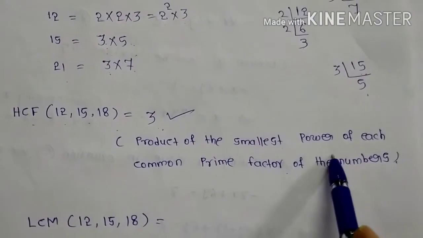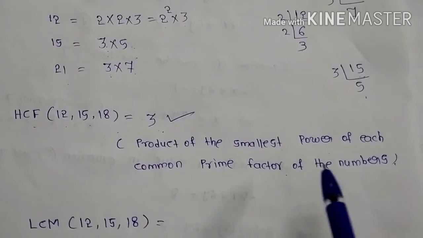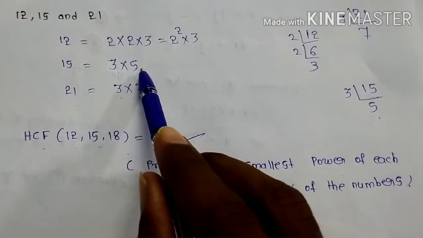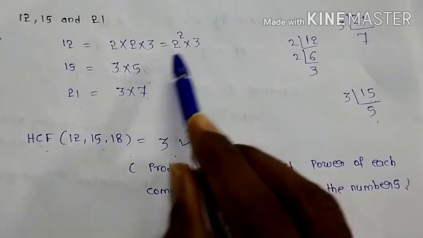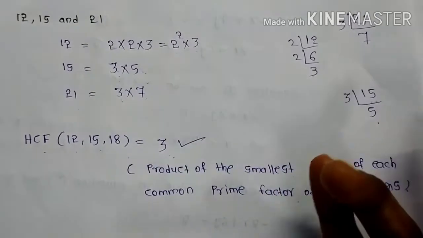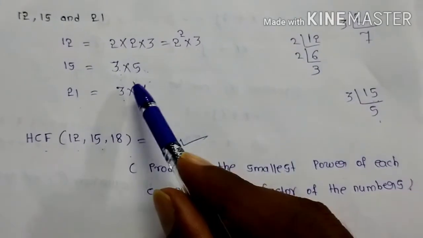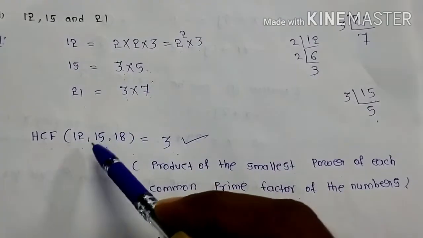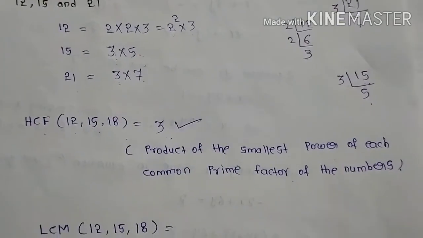Your answer is 3 only. That is what I mentioned: the product of the smallest power of each common prime factor of the numbers. If you want to take 7, it is available in 21 but not available in 12. If you want to take 5, is it a common prime factor? It's not. So don't take 5, 7 and 2. I hope you understood this one. That is how to find the HCF.